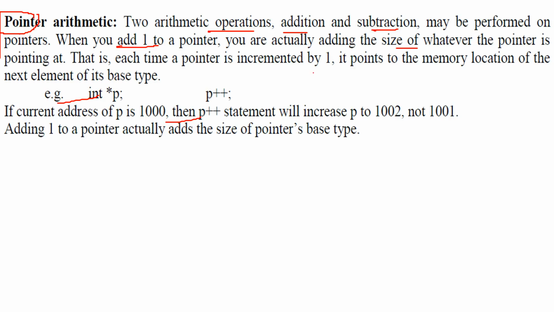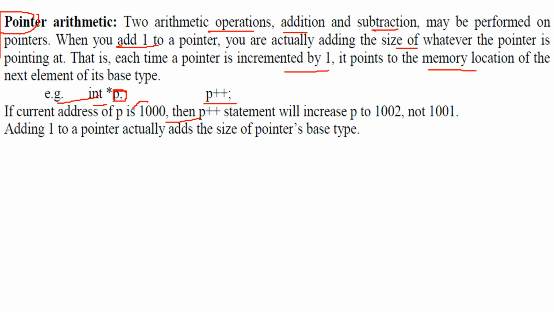Each time you increment a pointer, it will point to the memory location of the next element of the same type, that is the base type. So if we have a pointer, say int p, and you say p plus plus, that means you are incrementing this pointer p.